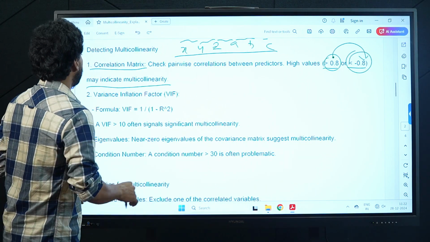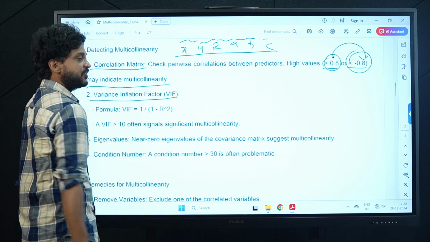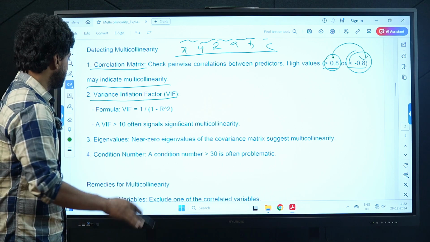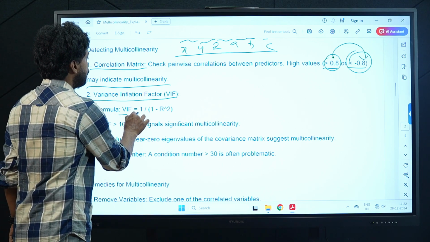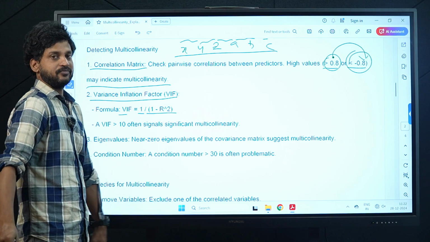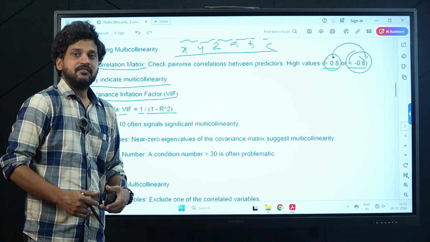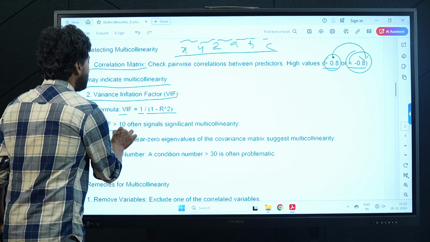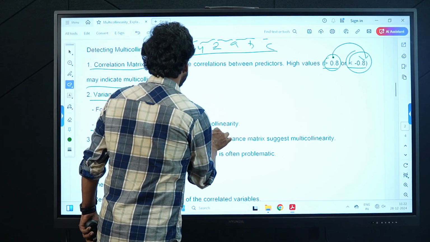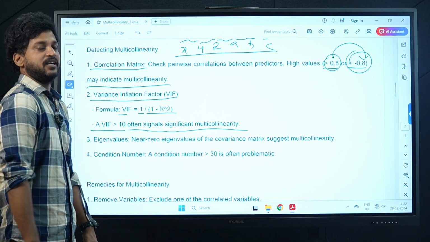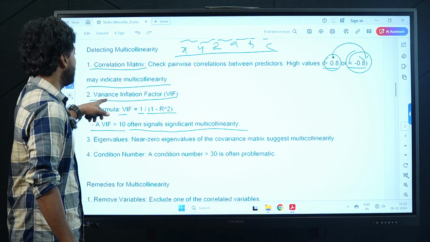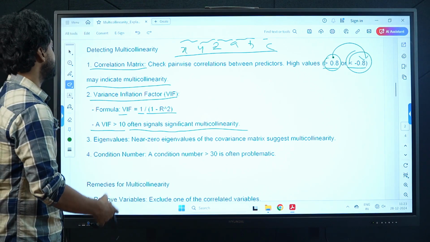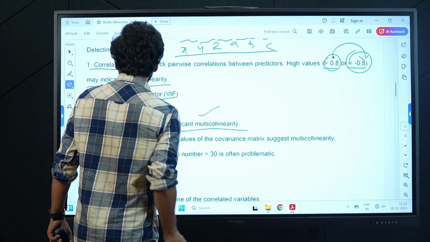Variance inflation factor, there is something called VIF. We should be able to calculate the variance inflation factor. There is a formula for VIF, that is 1 by 1 minus R square. By using the formula, we will have to calculate VIF. A VIF greater than 10 often indicates significant multicollinearity. Right after you calculate the variance inflation factor, if the value is greater than 10, of course, it is significant multicollinearity.